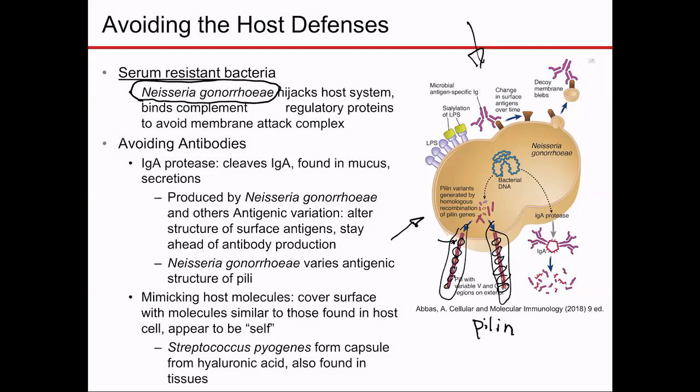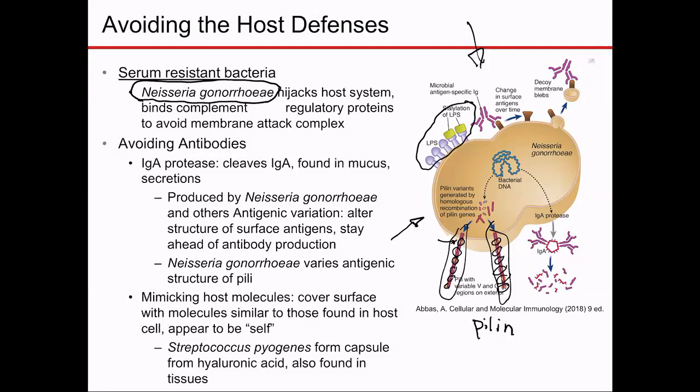Another mechanism that can happen with this particular bacteria is that the bacteria changes the production of some enzymes that could lead to chemical alterations in the surface LPS, to now render the bacteria more resistant to the antibodies that are being produced against it.